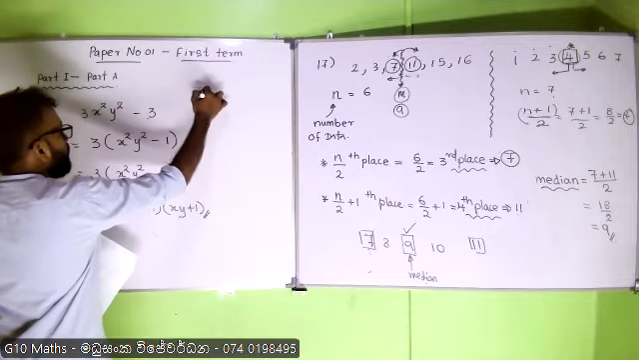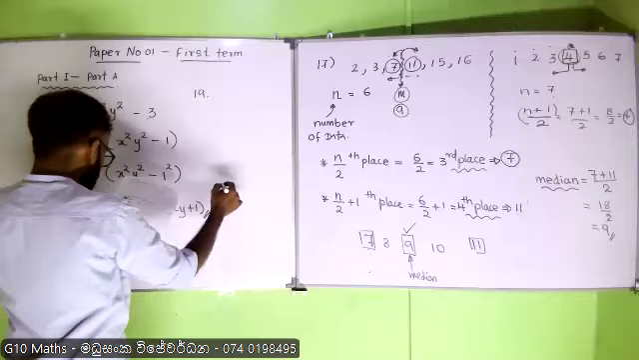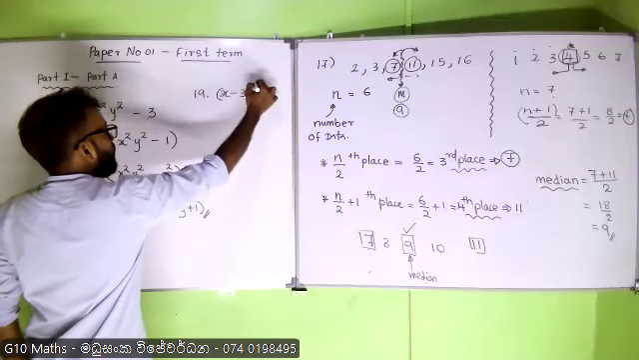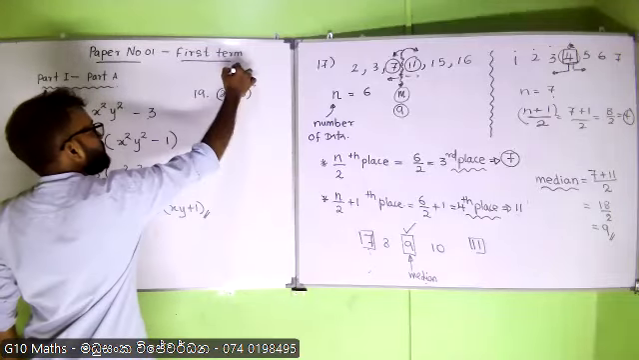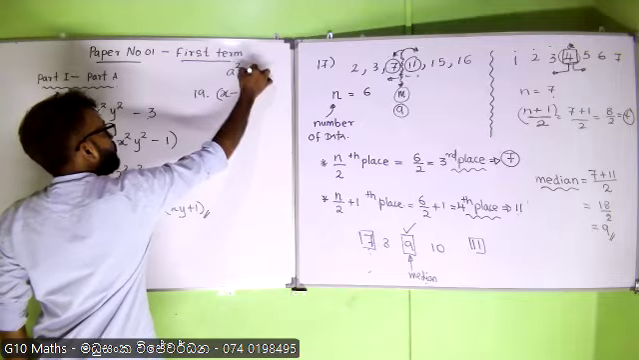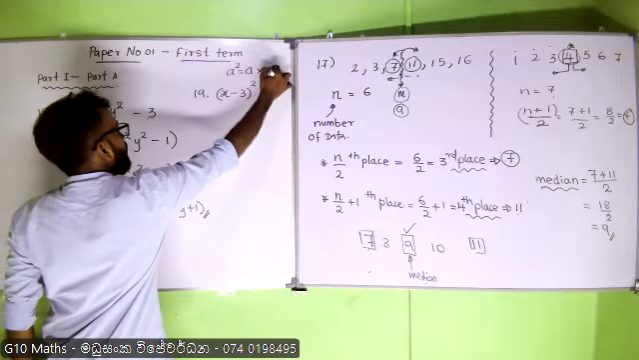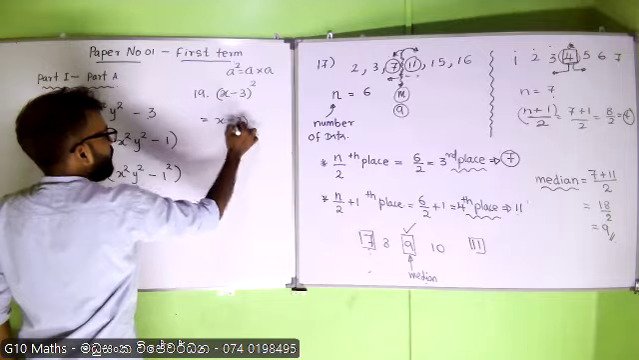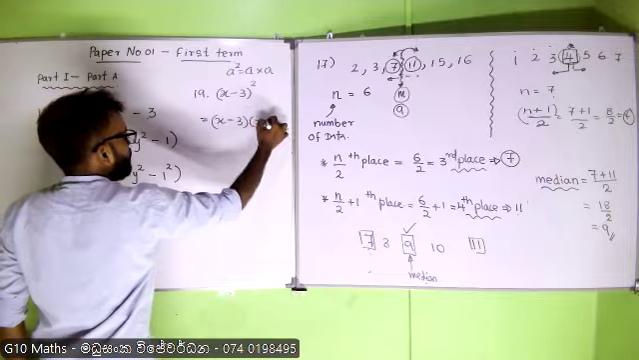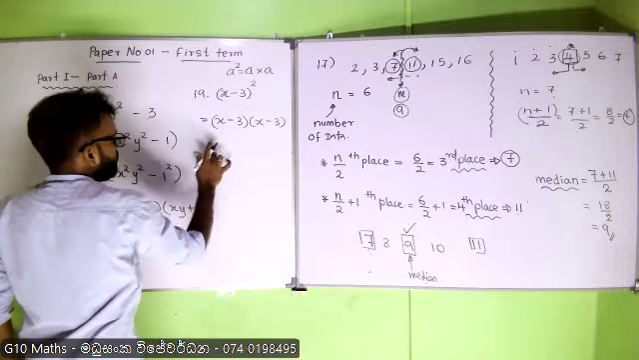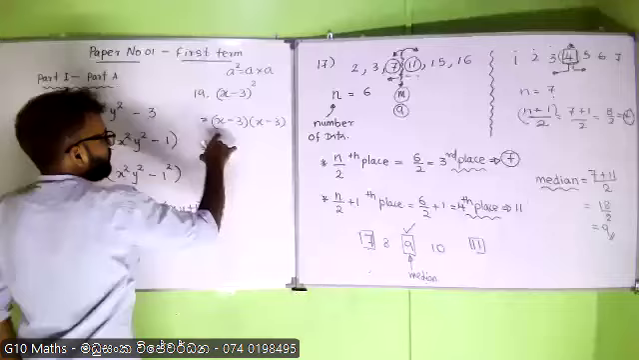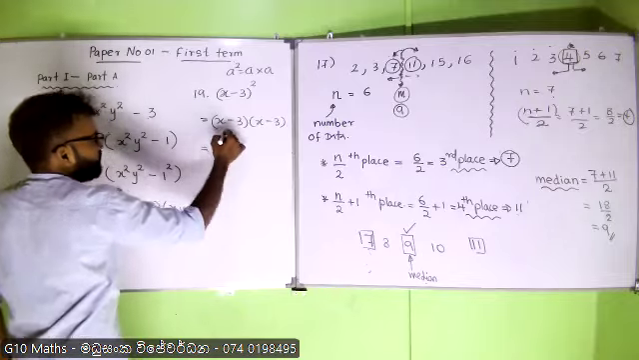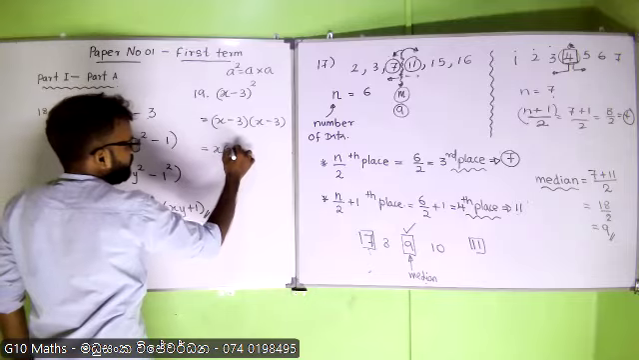19th one. Remove the brackets: x minus 3, whole thing to the power 2. This is something like a to the power 2, and a to the power 2 means a times a. So the same thing you have to do: x minus 3 times x minus 3. Then simplify. x into x minus 3.